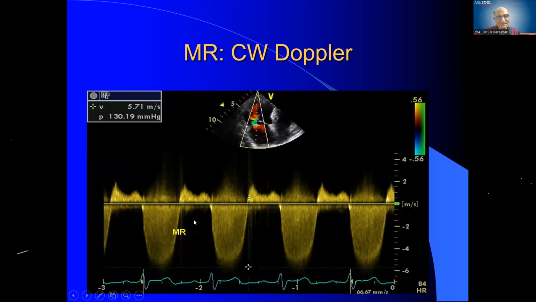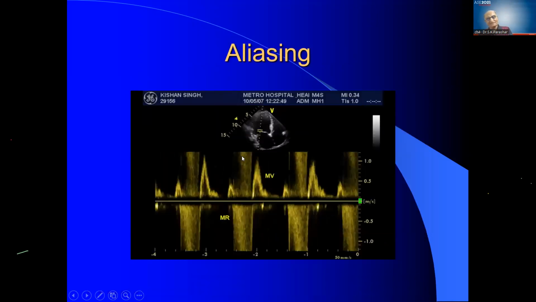Here we know the velocity is 5.7 and the difference in pressure is 130. So that is the aliasing also. Aliasing means it is an increased velocity which cannot be picked up by the pulse Doppler. Right, sir. Thank you, sir.